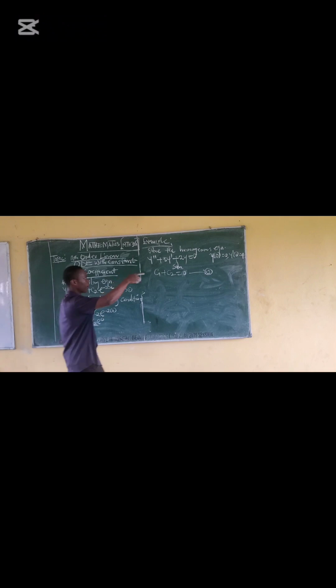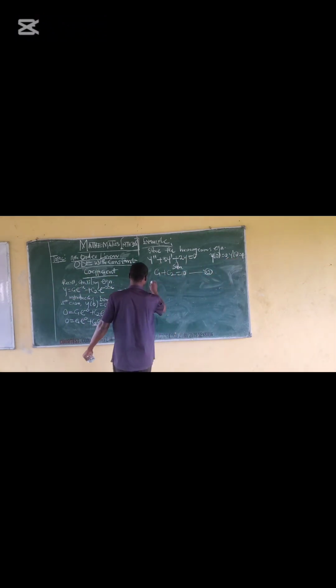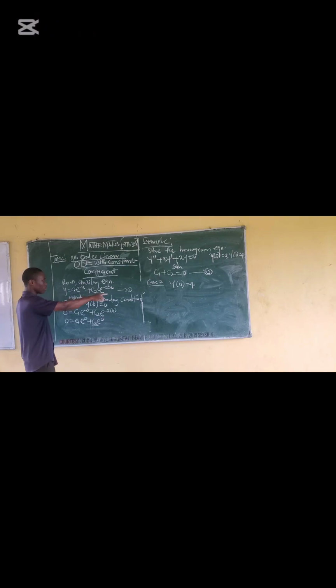So the second boundary condition was y prime of 0 equal to 4. So for case 2, y prime of 0 equal to 4. It means that my y prime here is 4 and my x here is 0. But how do I get my y prime? I'm going to get my y prime from the auxiliary equation. It means that I'm going to differentiate the auxiliary equation once.